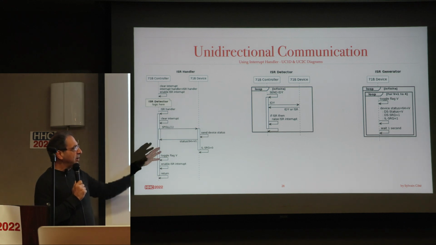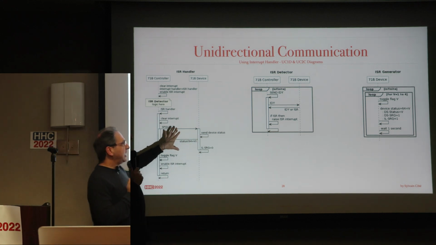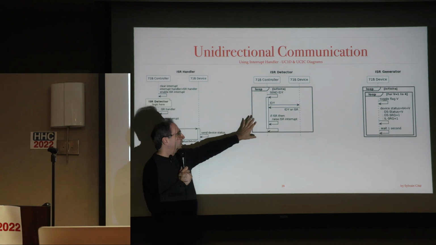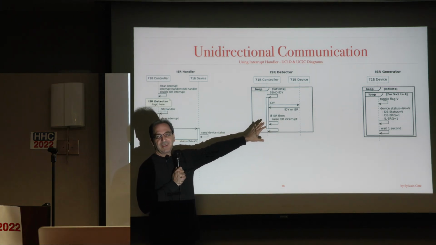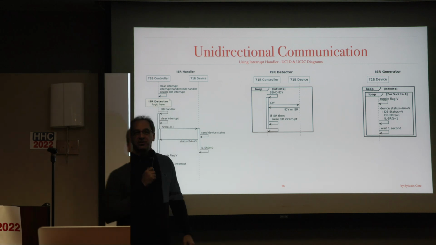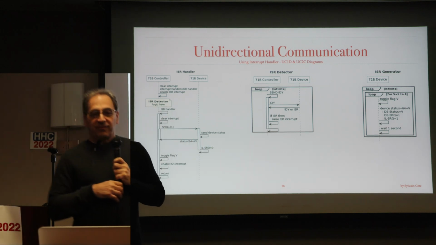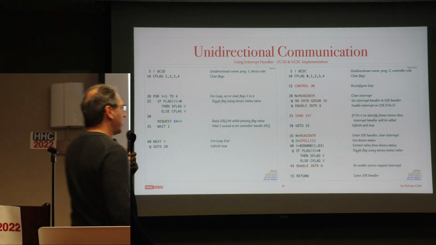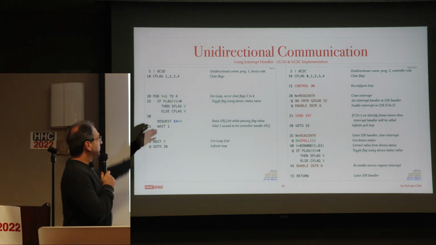So that's the logic. You've got the interrupt handler, the one that's doing the polling, and the one setting the device flag of the other. And how is this translated into code? This one is very easy.